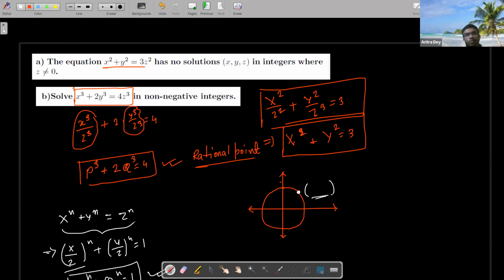By the way, I'm just giving a solution for this particular problem because I know everyone knows the solution for this one: x cube plus 2y cube equal to 4z cube. How to proceed? You just need to check the parity on both sides, right? So the thing is x cube plus 2y cube equal to 4z cube.